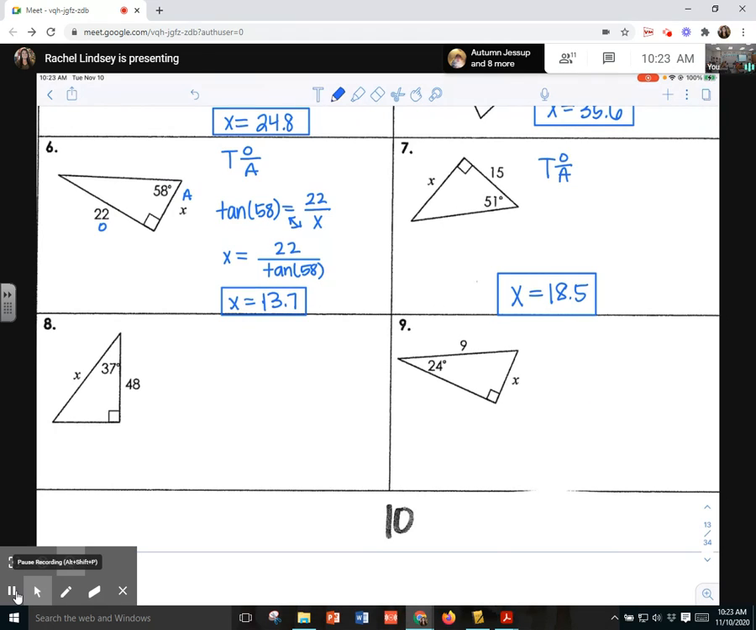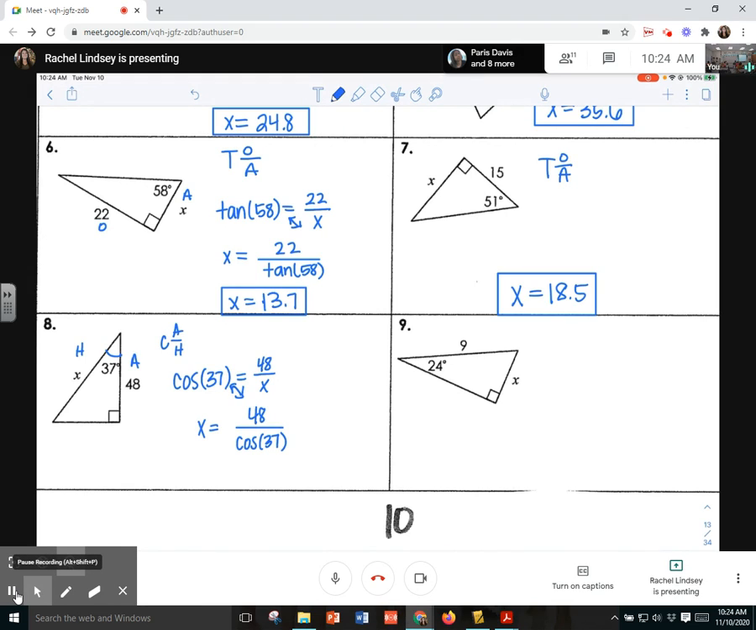And then on number 8, we've got hypotenuse and adjacent, so we're looking at cosine. So cosine of 37 equals adjacent 48 over hypotenuse x. Since x is on the bottom, gotta switch the place of the cosine and the x, so I'd have x equals 48 over cosine 37. So what did you get for x on number 8? 60.1. Yeah.